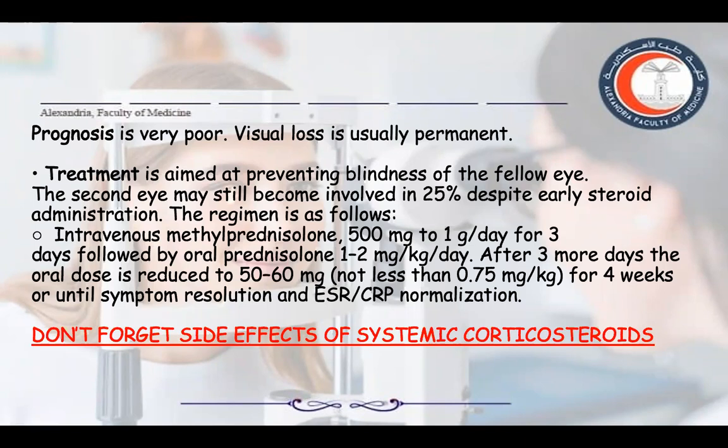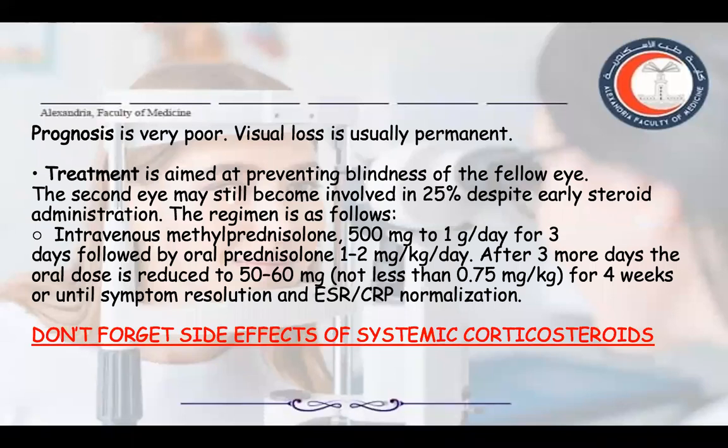What is the treatment of GCA that caused arteritic anterior ischemic optic neuropathy, and what is the treatment of GCA without causing arteritic anterior ischemic optic neuropathy? GCA alone, no affection of the optic nerves, there is no visual involvement. GCA is treated by oral prednisolone, 1 to 2 milligram per kg per day.